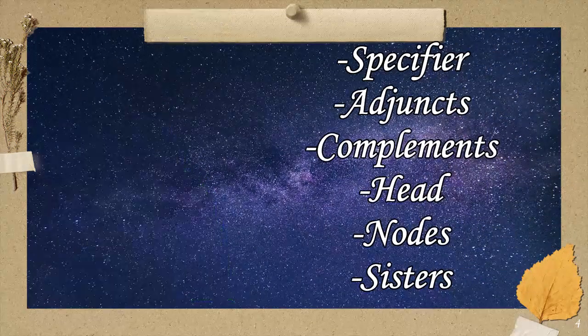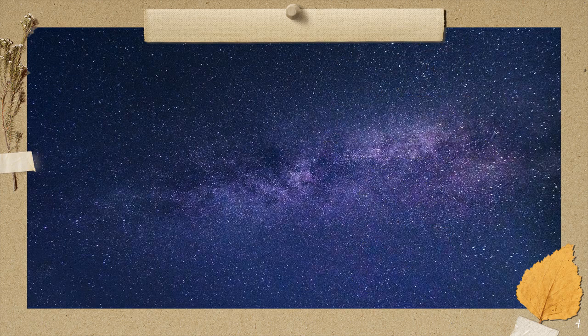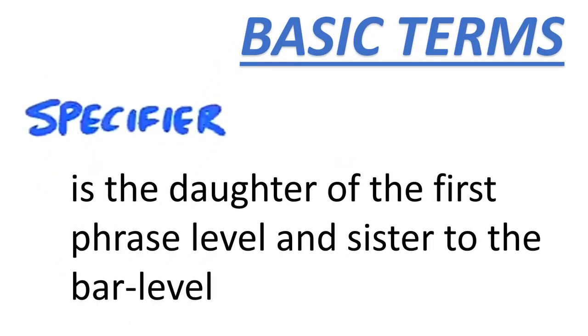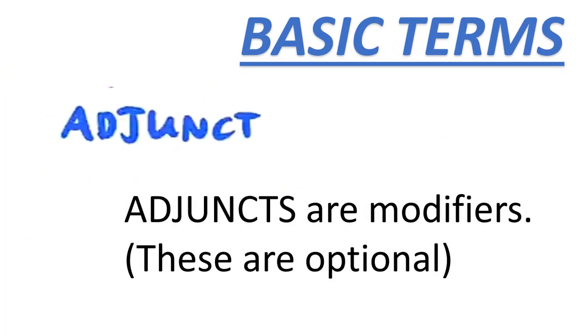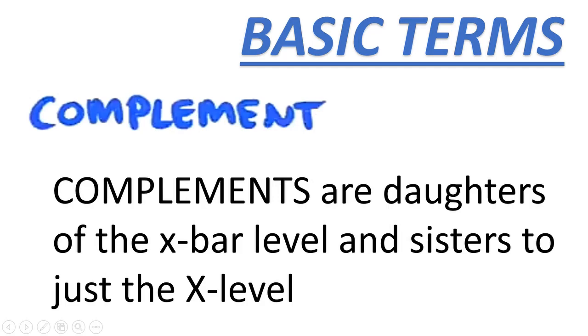For clear understanding of the X-bar theory illustrations, it is important to get acquainted with these basic terms. A specifier is the daughter of the first phrase level and sister to the bar level. Adjuncts are modifiers. Complements are daughters of the X-bar level and sisters to just the X level. X or head is the head noun.